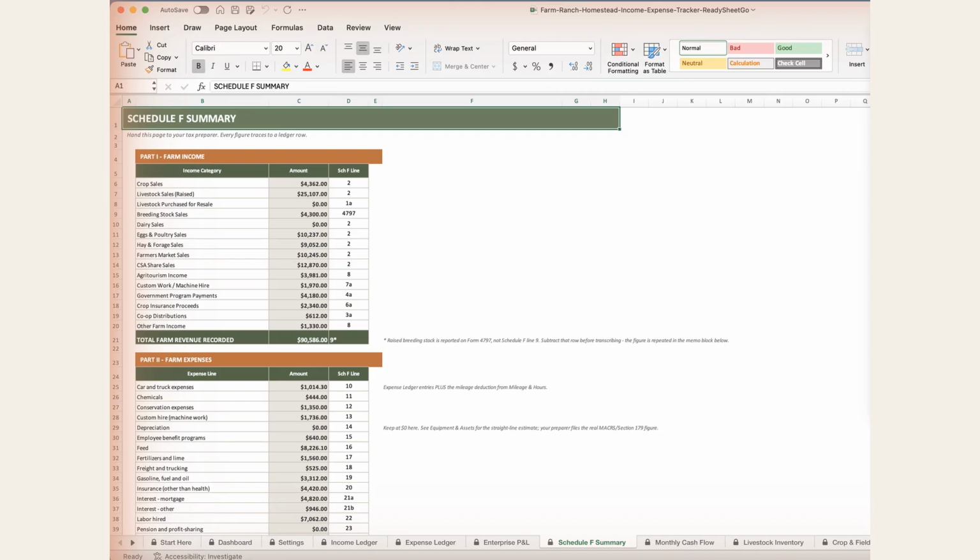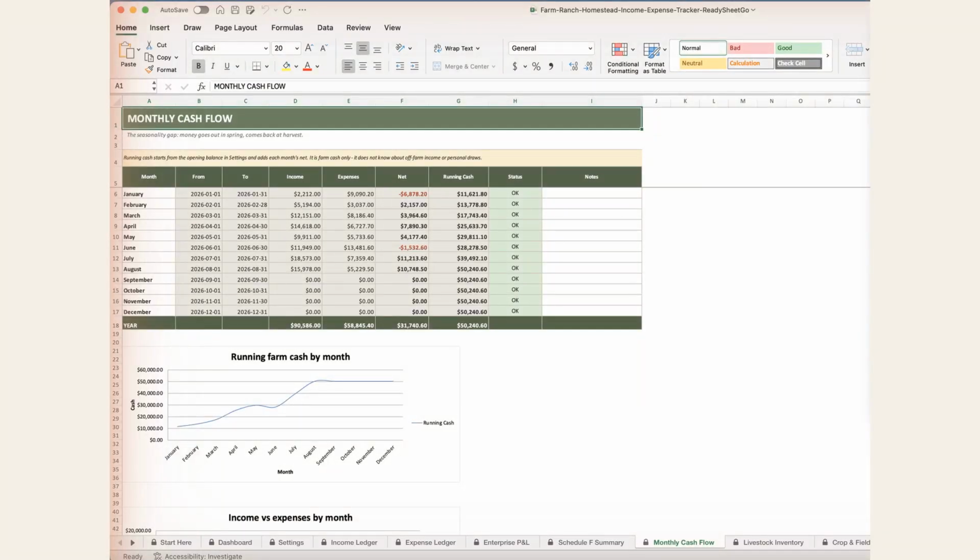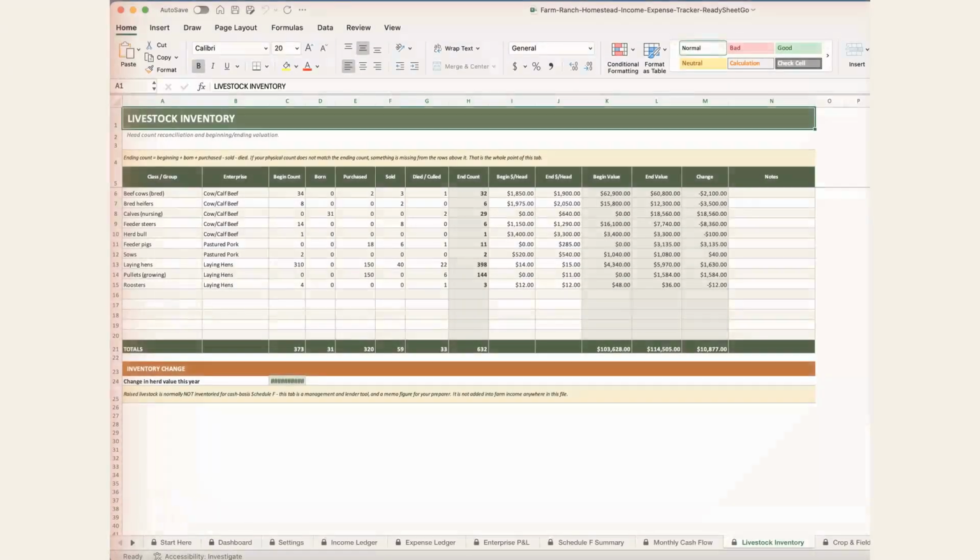The Schedule F summary rolls your whole year up the way your tax preparer wants to see it, line by line, ready for handoff. Monthly cash flow shows the seasonality, money going out in spring, coming back at harvest, starting from your opening balance and tracking farm cash right through the year.